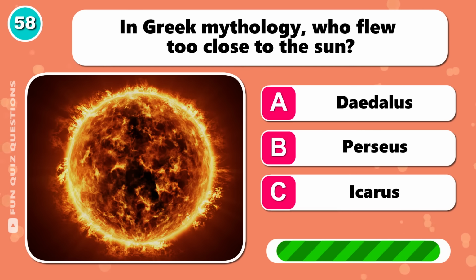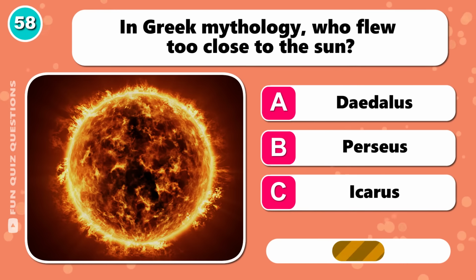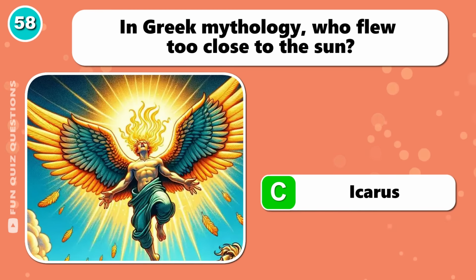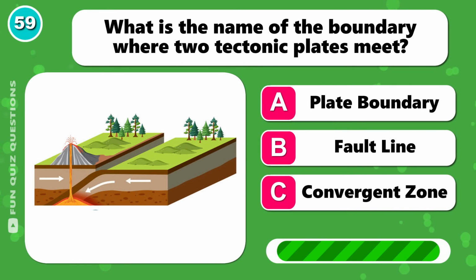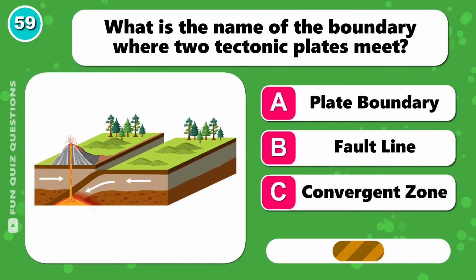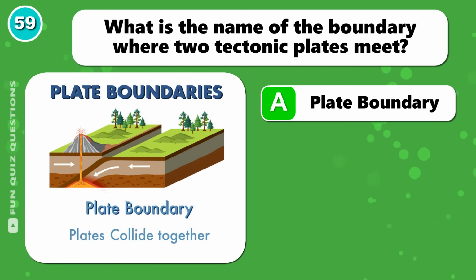In Greek mythology, who flew too close to the sun? That was C. Icarus. What is the name of the boundary where two tectonic plates meet? The answer is A. Plate boundary.